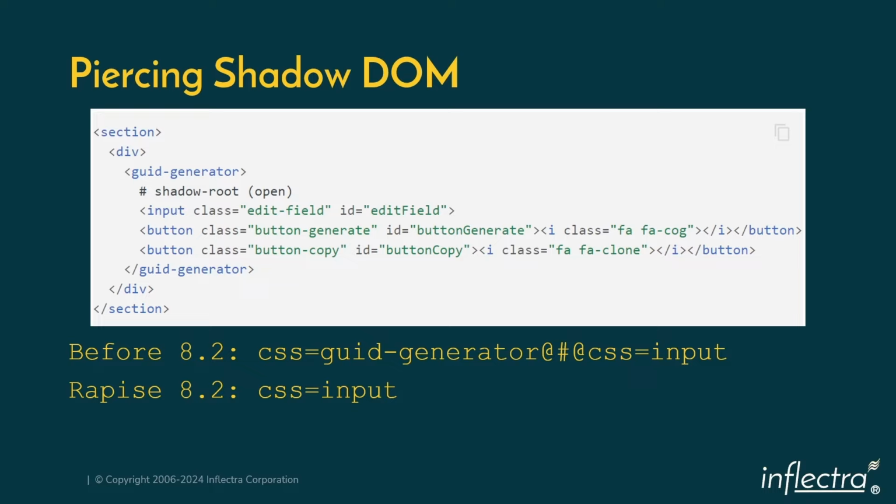Rapise 8.2 can pierce shadow DOM. This means that if a CSS selector does not contain a special delimiter indicating a shadow DOM boundary, Rapise will search for the element everywhere, including the light DOM and all shadow DOM routes recursively. Let's see how it works.